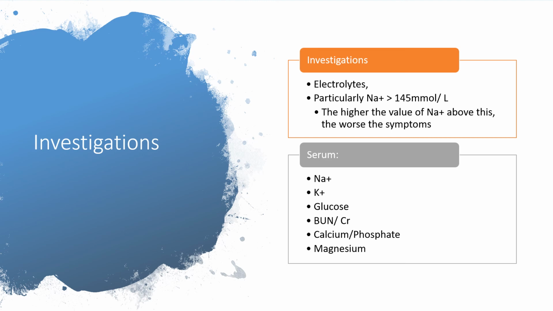So we'll get the serum and we'll be looking for the value of sodium, potassium, glucose, blood urea nitrogen, and creatinine. So we want to know what is happening to the renal system, right? We want to know calcium and phosphate level, and of course magnesium.